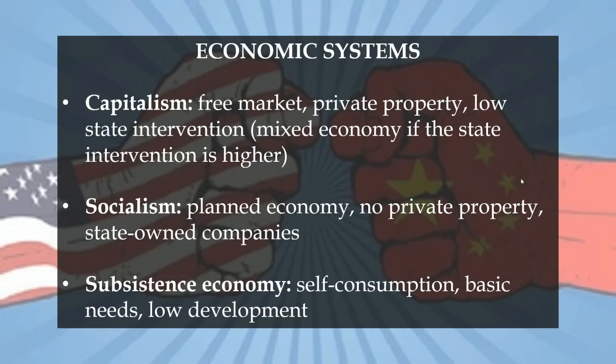So, as a summary, of the economic systems, the way the economic activity is carried out, we have 3 main systems: capitalism with free market, private property of the means of production, and low state intervention. If it is higher, it is called mixed economy. Socialism with the planned economy, the state determines every feature of the economic activity, and there is no private property because all the companies are state-owned. Finally, the subsistence economy, orientated to self-consumption and to meet the basic needs. And we find it in low developed areas.